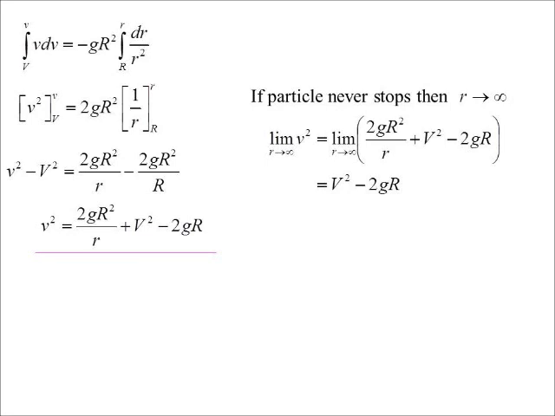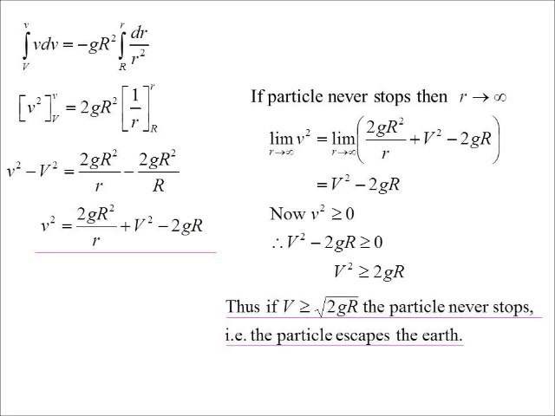Now I know little v squared is always greater than or equal to 0. So therefore, capital V squared minus 2gr is always greater than or equal to 0, which means that the initial velocity squared must always be greater than or equal to 2gr. Therefore, in order for it to never stop, I must have an initial velocity squared greater than or equal to 2gr. In other words, velocity greater than or equal to the square root of 2gr.